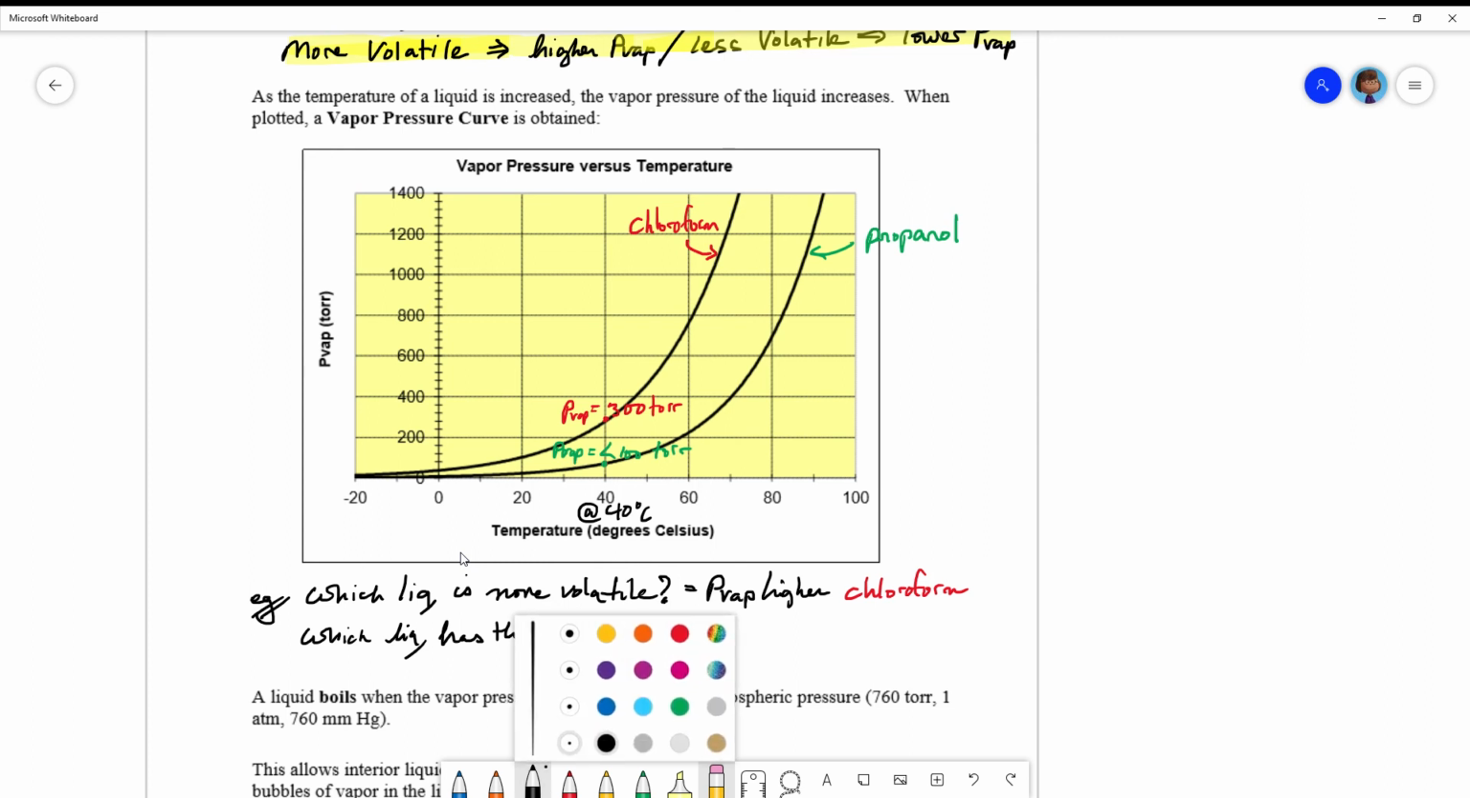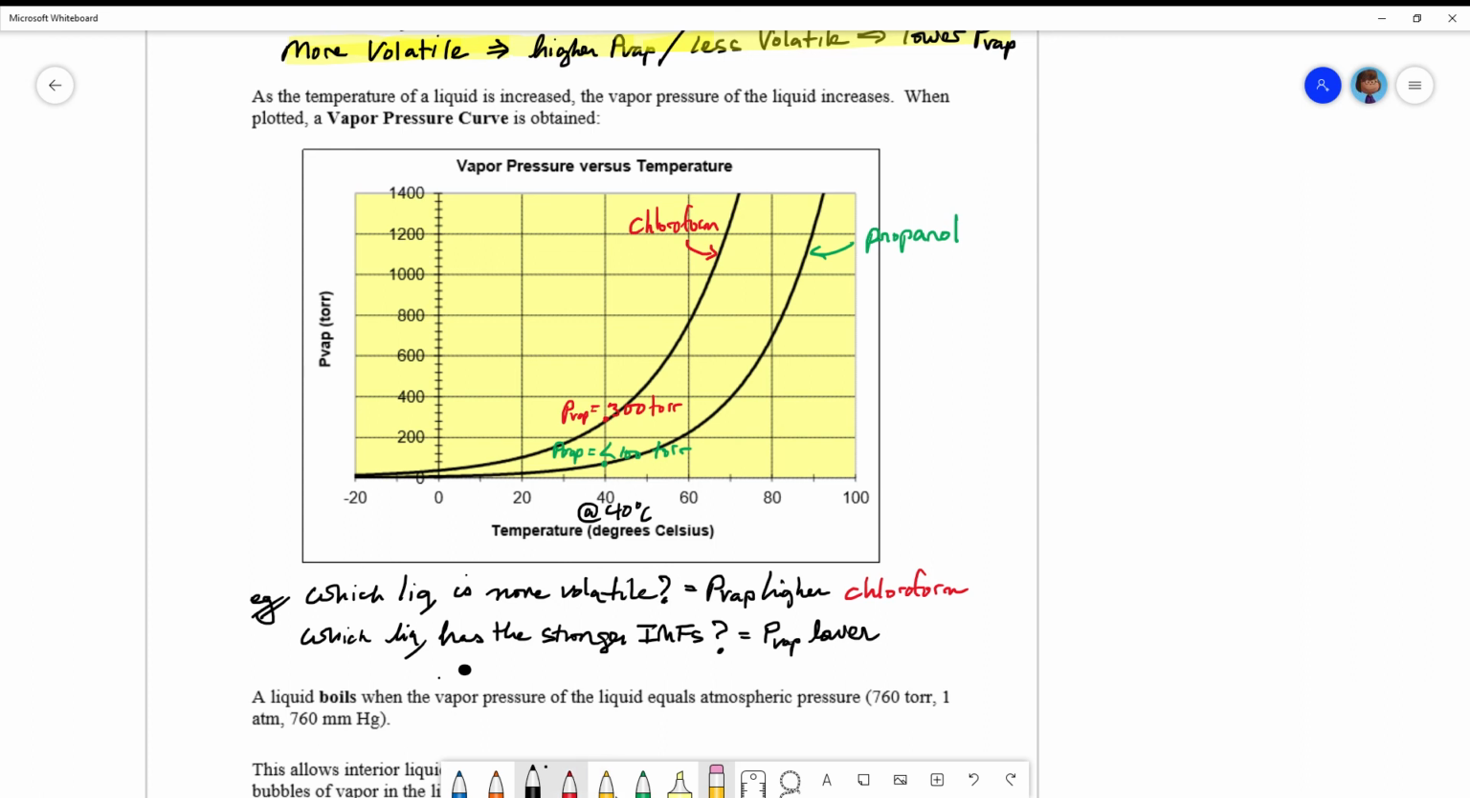So this equals the liquid with the PVAP being lower, and the liquid with the lower vapor pressure throughout is, of course, propanol.